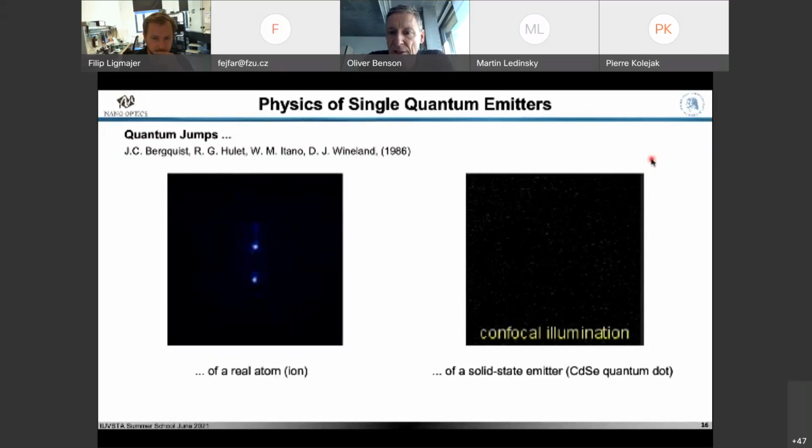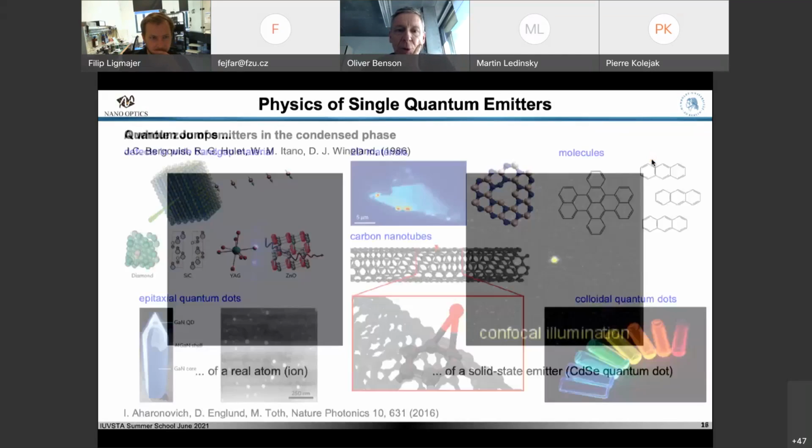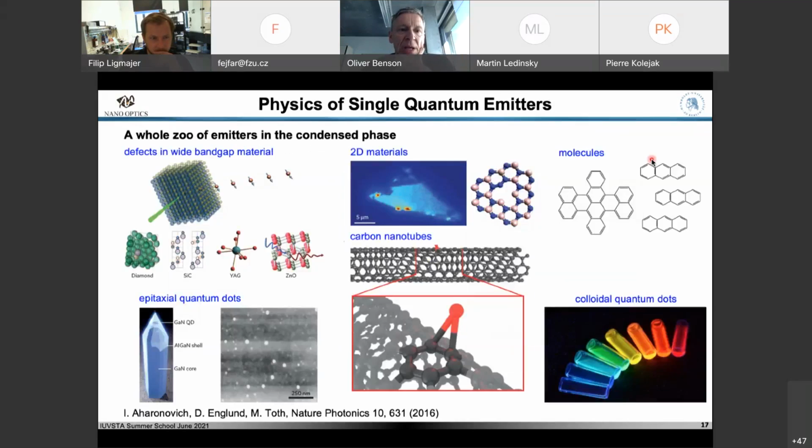And the advantage here is, at the left experiment, you need an ultra-high vacuum apparatus for this. And on the right side, it's just a sample lying on the microscope. So you can observe these effects in a much simpler experimental configuration. So this was the first advertisement for some of these atom-like emitters in the solid state.